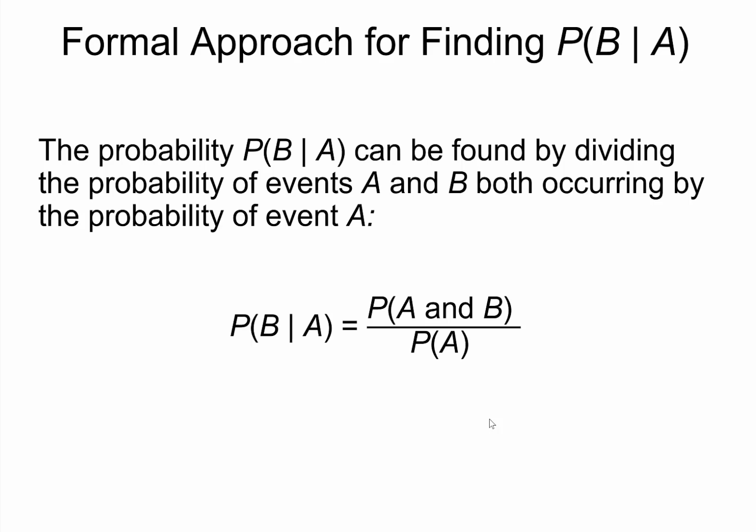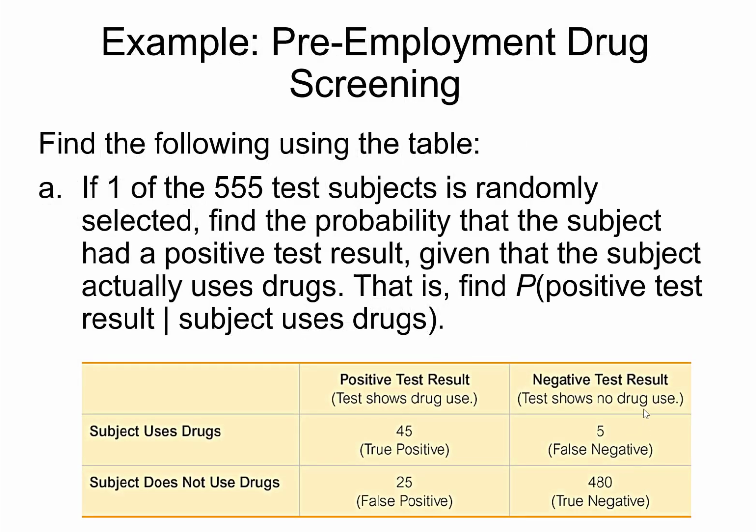Basically what we're doing in a particular situation is only considering the outcomes that are in event A and then considering how many of those also satisfy event B. And we'll do that with an example as we see here. If one of the 555 test subjects is randomly selected from this table of pre-employment drug screening data, find the probability the subject had a positive test result given they actually used drugs. That is, find the probability of a positive test result given they used drugs.